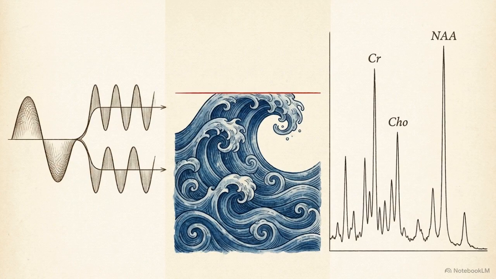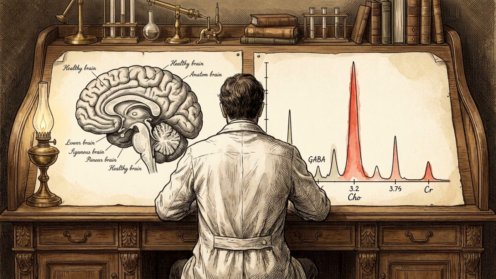By mastering Larmor frequency shifts, executing chess suppression, and interpreting these specific spectral markers, radiologists can diagnose complex pathology at the molecular level long before structural anatomy ever changes.